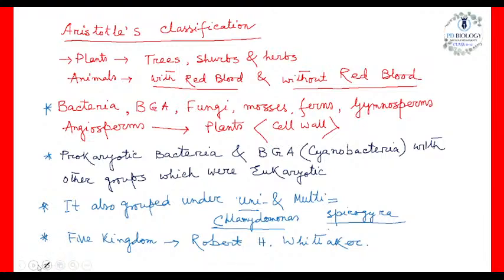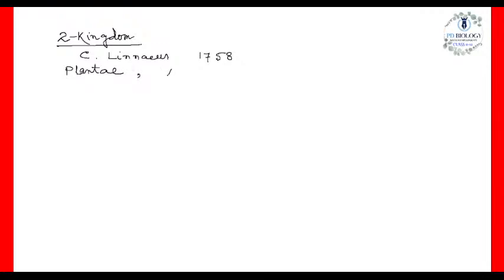So before moving to the next topic, we have to recapitulate the different classifications. That is two kingdom classification. It is given by Carolus Linnaeus, that is in 1758, the famous Swedish naturalist. The two groups, that is Kingdom Plantae and Kingdom Animalia.